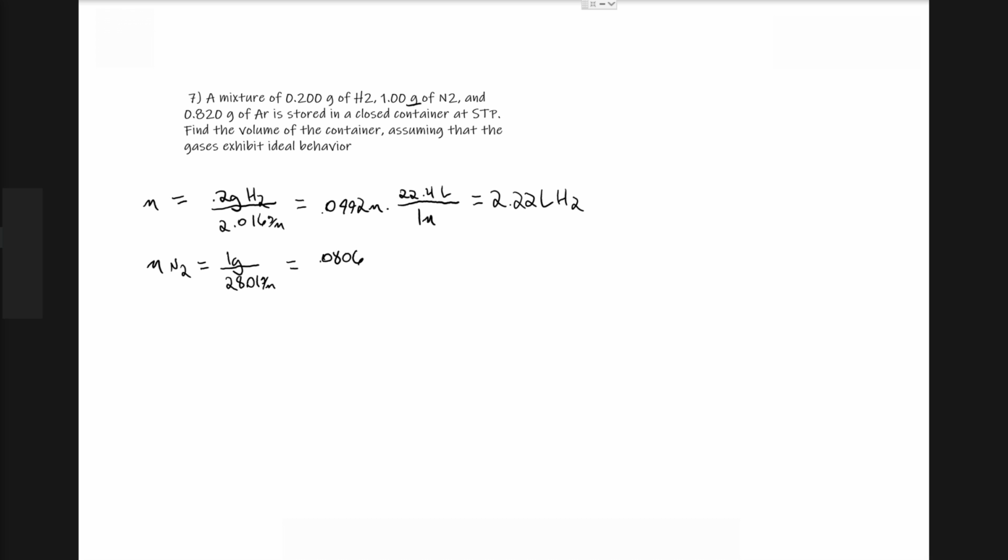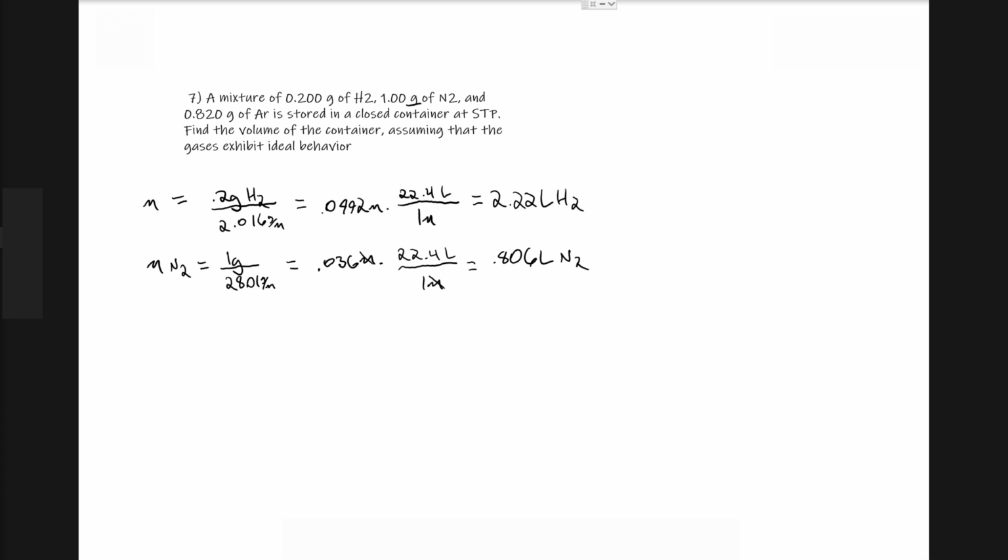Oh no, excuse me, I'm jumping ahead of myself here. That will give us about 0.036 moles. And we times that by this wonderful conversion factor again. Moles cancel out, and we are left with 0.806 liters of N2.